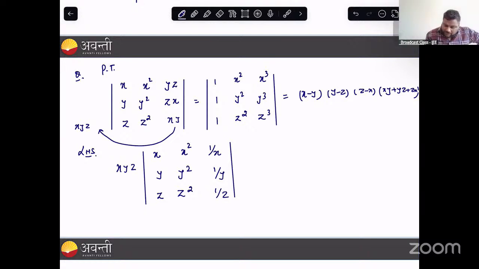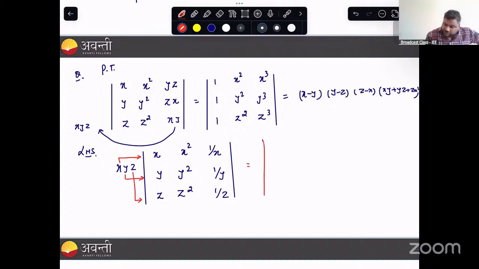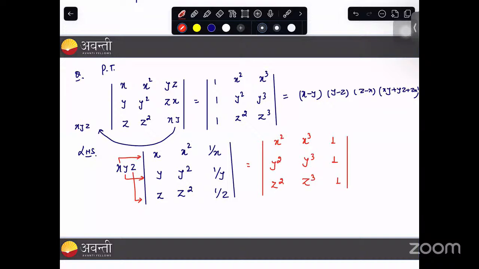Correct? Now do one thing. Multiply this x to the first row. Multiply this y to the second row and this z to the third row. If you do this, your first row becomes x square, x cube, 1. Y square, y cube, 1 and z square, z cube, 1. Am I correct?